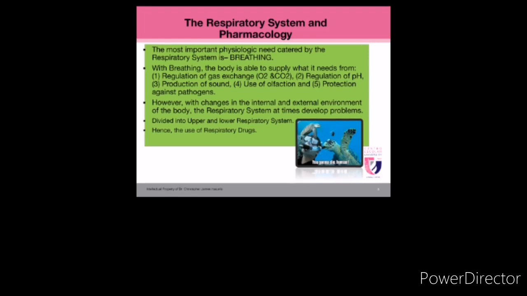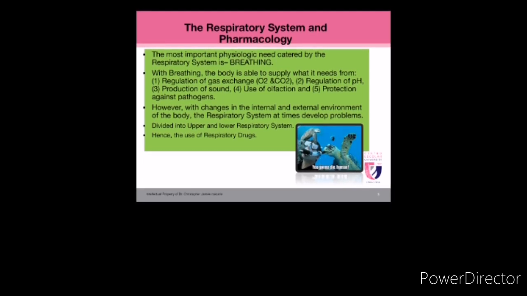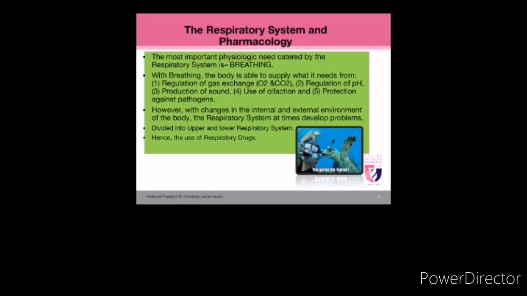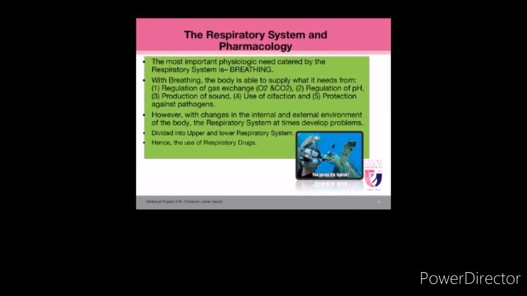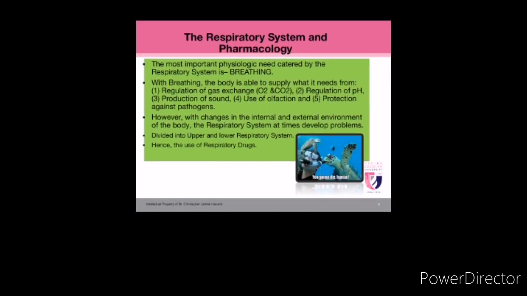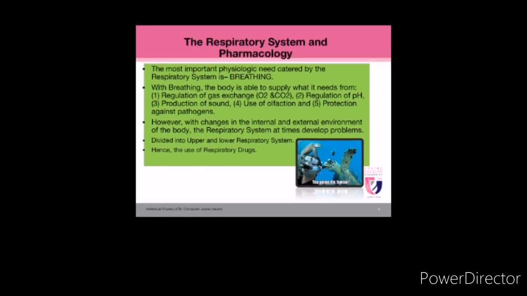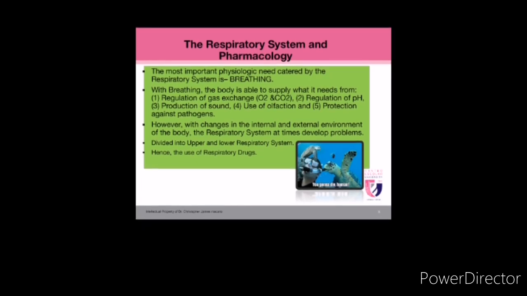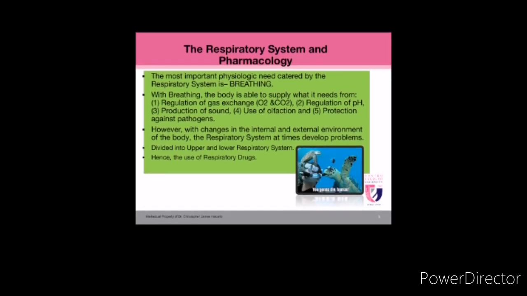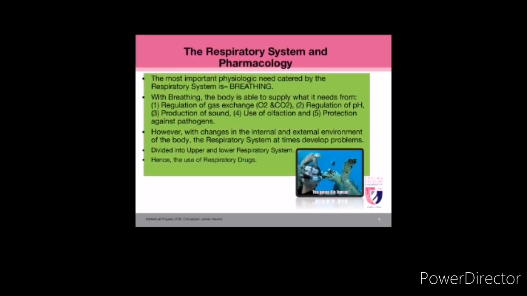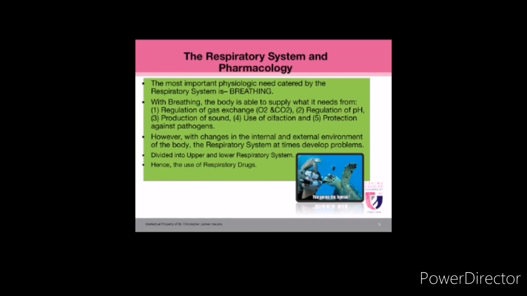With breathing, the body is able to supply what it needs from number one, regulation of gas exchange, or the exchange of O2 and CO2. Remember, this exchange, or as what I call, this magic happens yung sinasabi nating sa lungs, specifically in the alveoli. The alveoli, ito yung link ng respiratory system and ng circulatory system, whether it's going to exchange O2 for CO2 kung ano, circulatory system, and vice versa, CO2 i-exchange naman yung O2 pagka yung respiratory system naman.